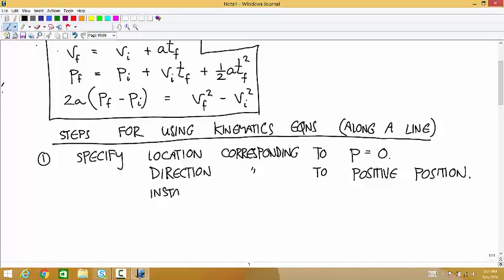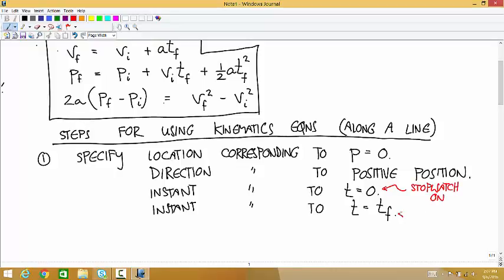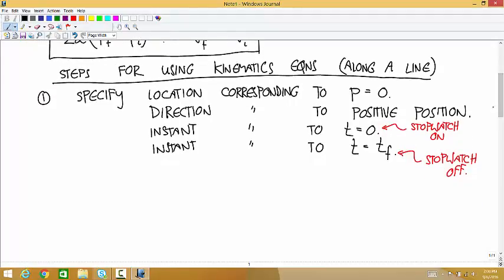You have to specify an instant in time corresponding to time equals 0. So if the car is going by on the street, you're saying, okay, right now I'm turning on the stopwatch. Okay, that's the instant time is equal to 0. And you also have to choose an instant corresponding to time final, which you can think of as this one being stopwatch going on, and this one as stopwatch going off. Okay, so that's the first step, specifying those 4 things.